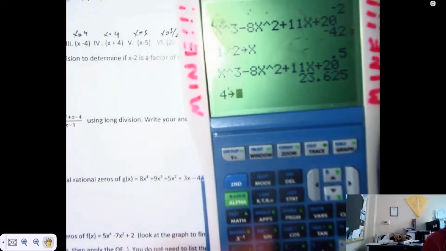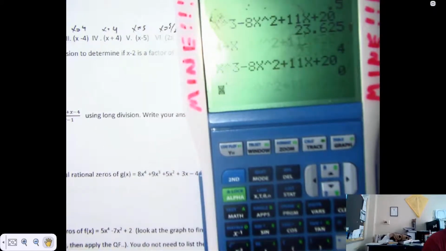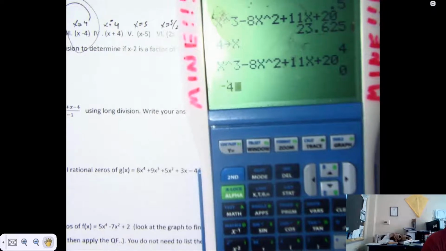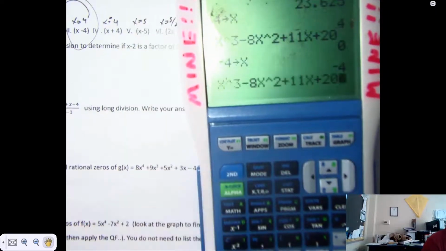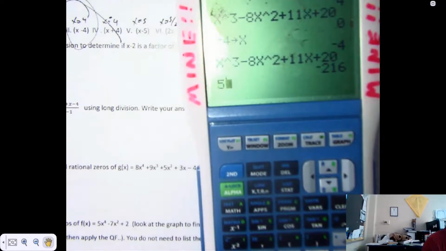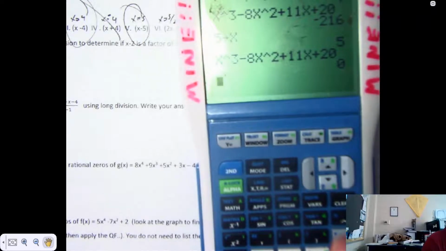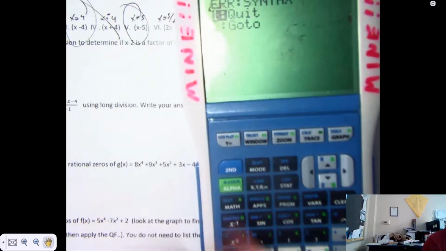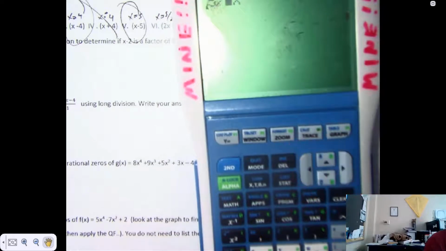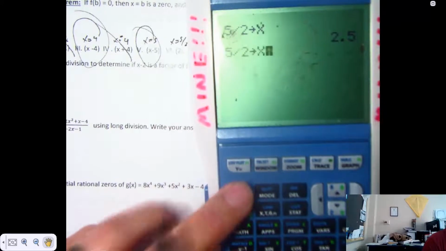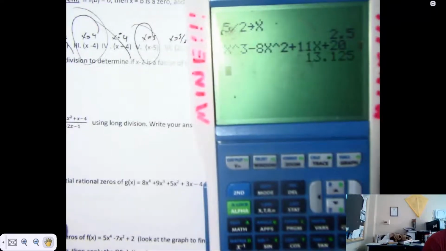Repeat with a 4. Second enter twice. Hey, found one. Choice 3. That's supposed to be a negative 4 there, isn't it? Take a negative 4, store it to x. Second enter, second enter. Nope. Take 5, store it to x. Second enter, second enter. Yep. Take a 5/2, store it to x. Whoops, syntax error. Nope.